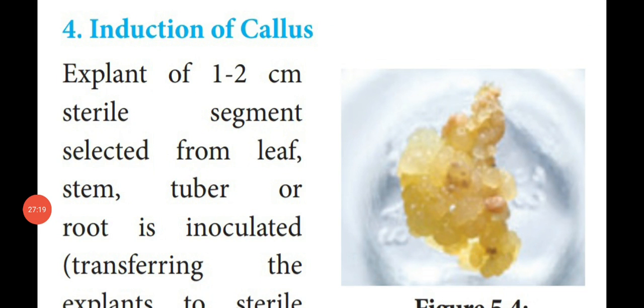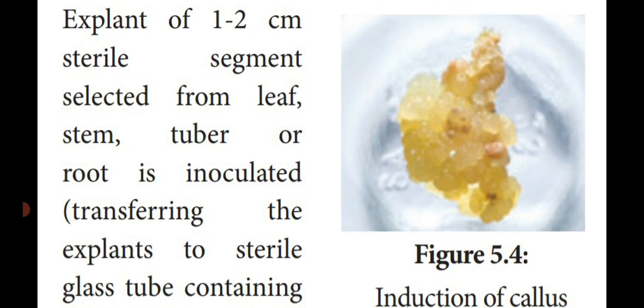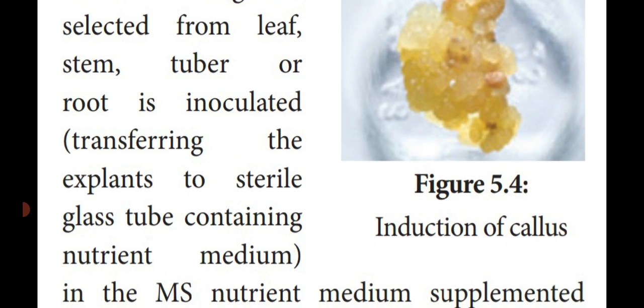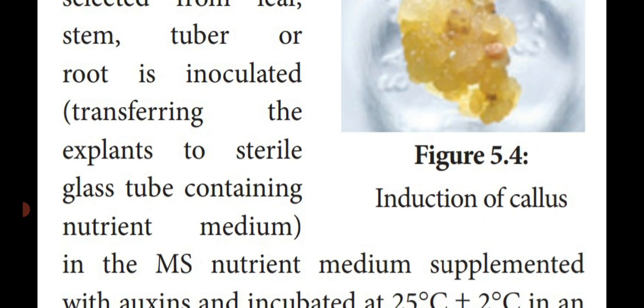The next step is the induction of callus. An explant is selected from a plant: leaf, stem, tuber or root. The size of the explant is 1 to 2 centimeter. Inoculated means transferring the explant to a sterile glass tube containing nutrient medium. That means we are introducing the explant into the glass tube or glass container containing the culture medium.